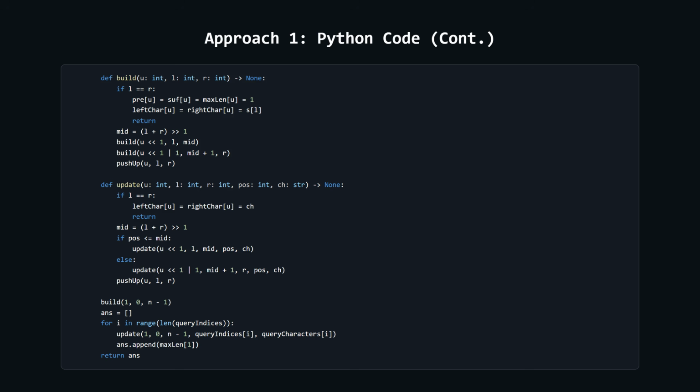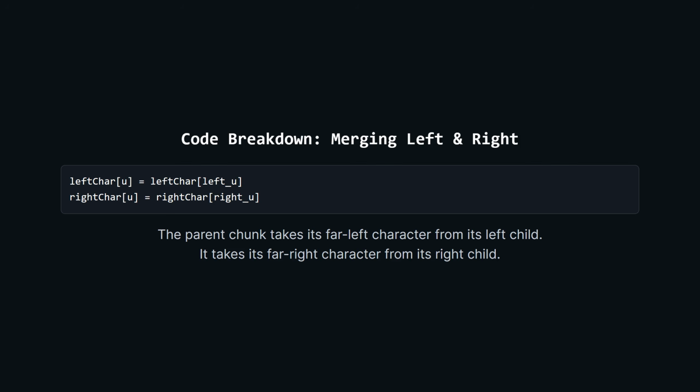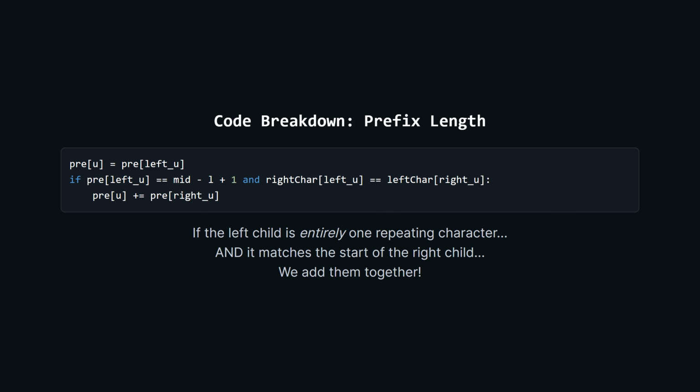And here is the second half, showing how we initially build the tree from our string, and how we update it for each query. Let's look closer at that merge logic. When combining, the new parent chunk simply grabs its starting character from the left child, and its ending character from the right child. That part is easy. Figuring out the prefix is a bit trickier.